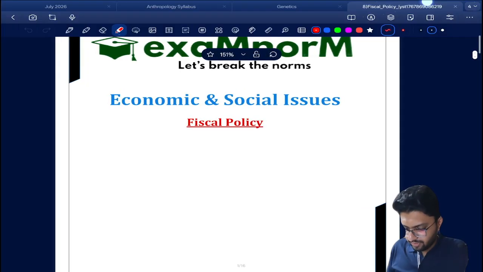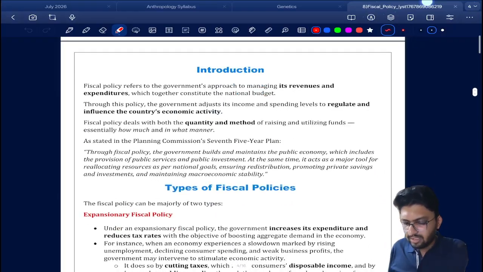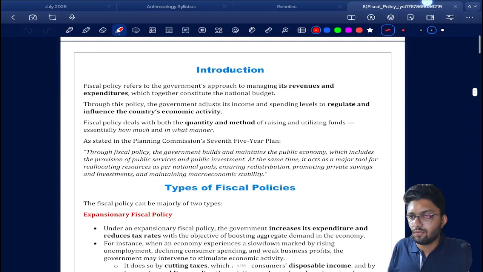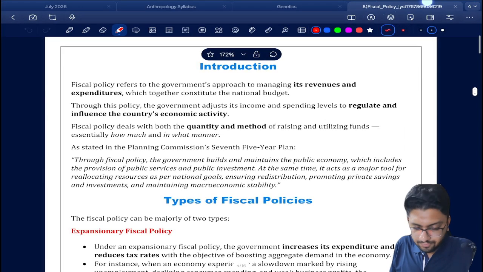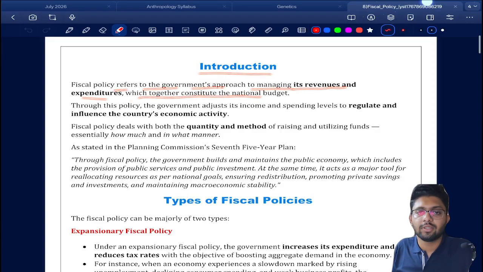So today I'm going to read fiscal policy. Let us have a brief overview of the following topics. Introduction. Fiscal policy refers to government's approach to managing its revenues and expenditures, which together constitute the national budget.